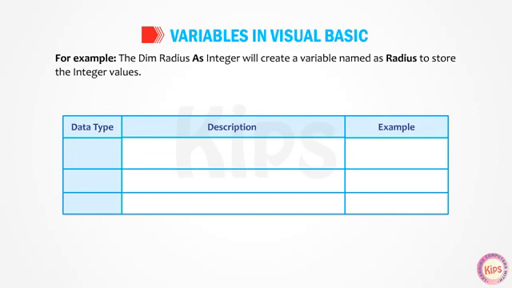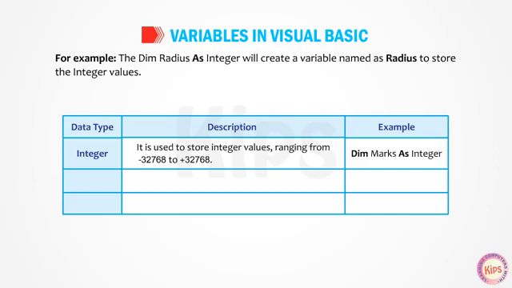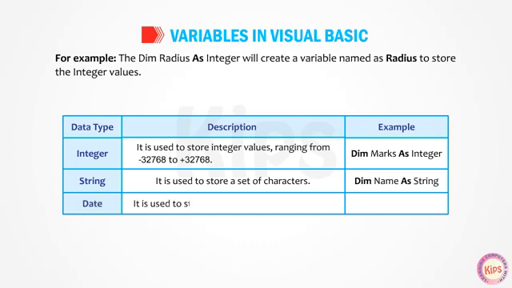Data type, description, example. Data type Integer: it is used to store integer values ranging from -32768 to +32768. Example: Dim marks As Integer. String: it is used to store a set of characters. Dim name As String. Date: it is used to store data based on date and time. Dim DOB As Date.